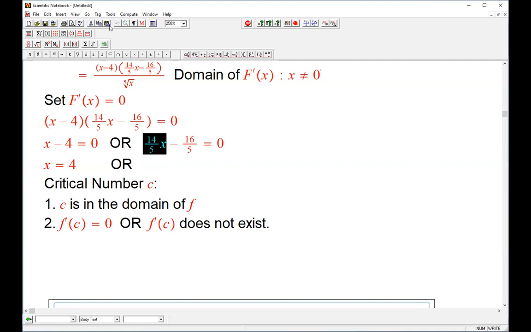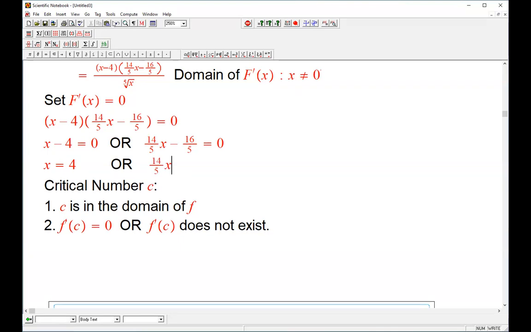So we have 14/5 times x equals 16/5. Then we multiply both sides by the reciprocal of 14/5, that's 5/14. So 5/14 multiplies 16/5, and eventually we get x equals 16/14. 16/14 reduced by 2 is 8/7.